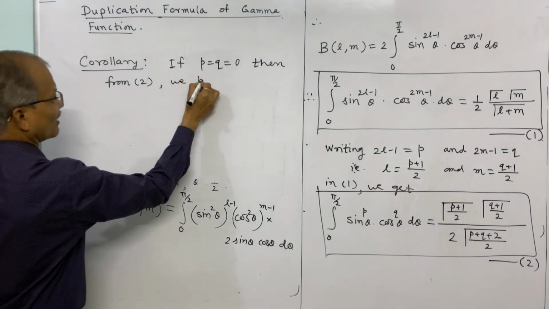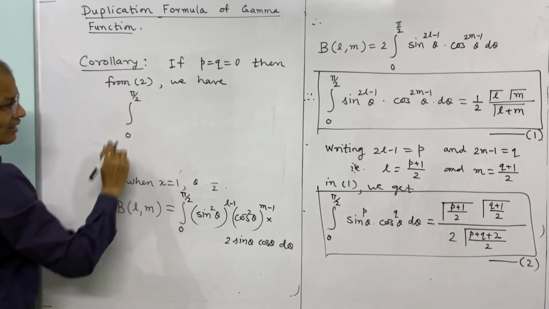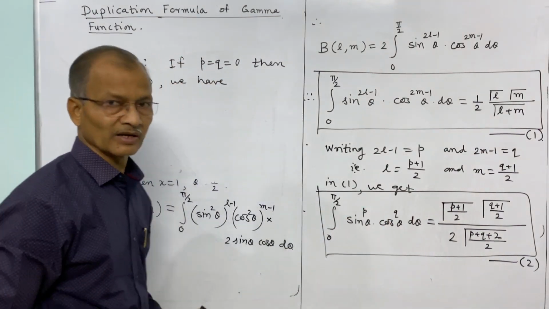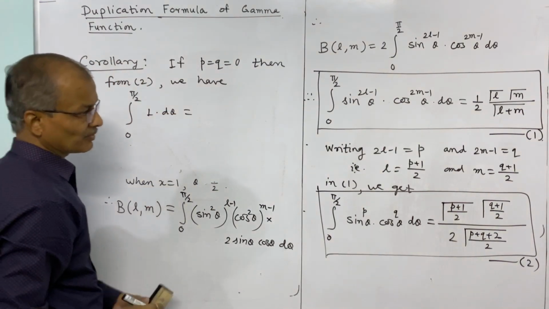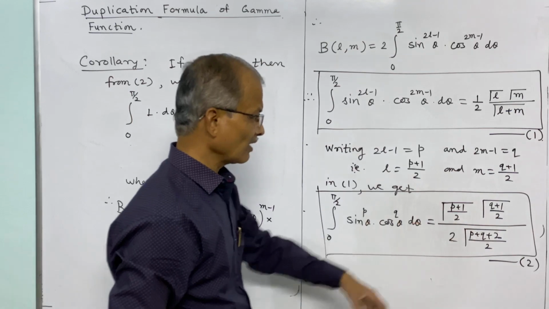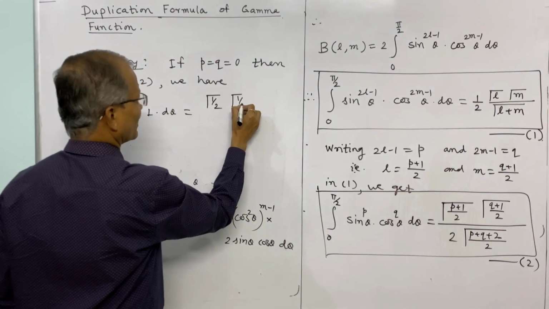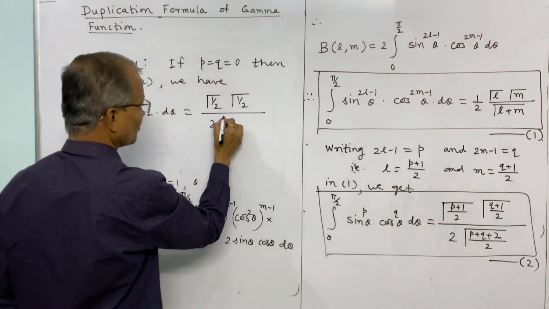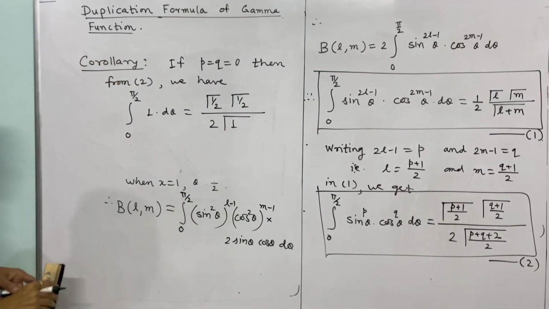We have, see the left side, integral 0 to pi by 2. This is sine to the power 0 is 1, cos to the power 0 is 1, and therefore it is 1 d theta. And on the right side, P is 0 means gamma of half, Q is also 0 means that is also gamma of half, and at the denominator it is 2 into gamma of, P and Q both are 0, that is 2 by 2 it is gamma of 1. So this is the result we have.